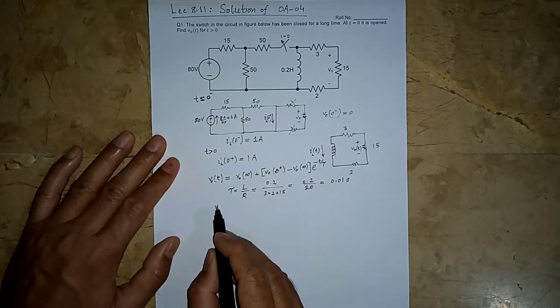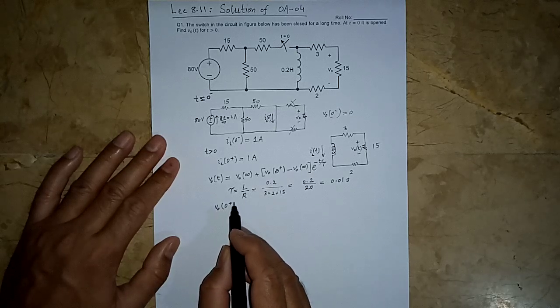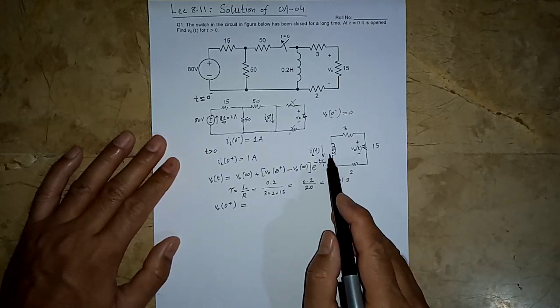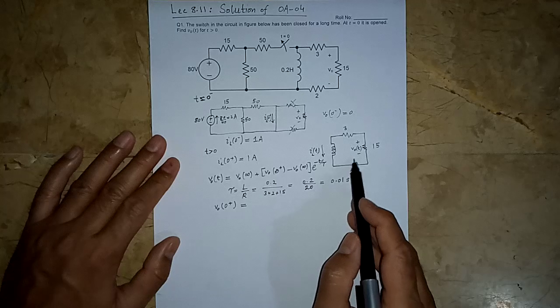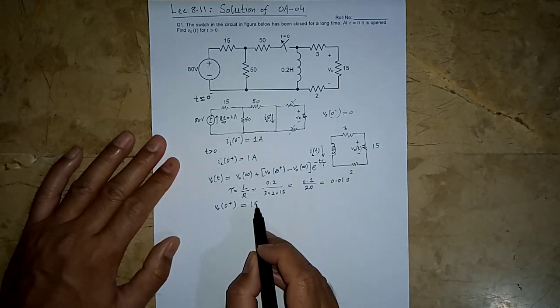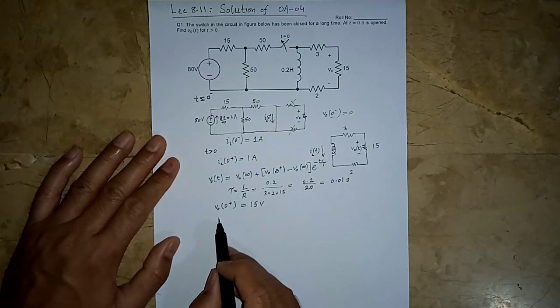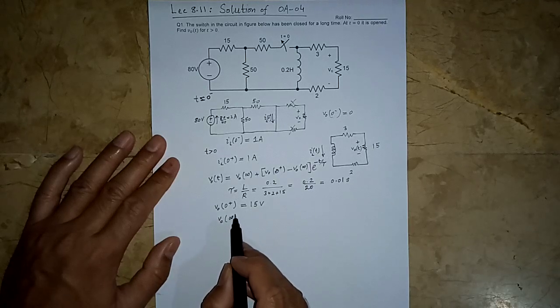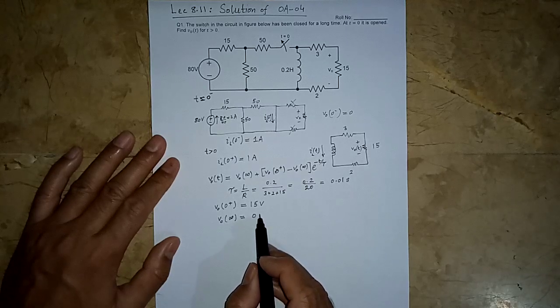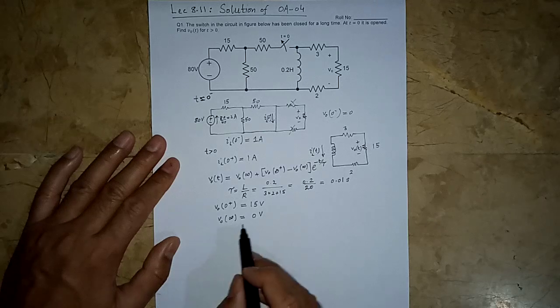And what is V naught 0 plus? Initially there will be 1 ampere current flowing in this circuit. So V naught will be 15 volts. And at infinity, because there is no source in the circuit, obviously all the energy is going to go out, and there will be no current flowing. So V naught infinity will be 0.